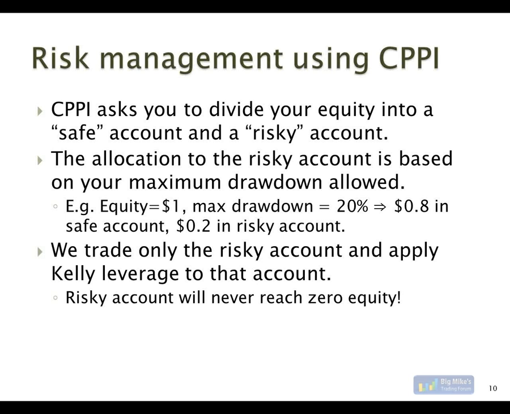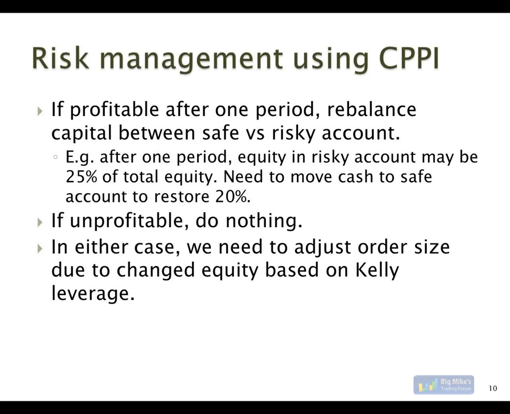Right away, you see that this setup will never allow you to have more than 20% drawdown, because even if you lose all your money in the risky account, you still have that 80 cents. But that's not all. We will trade the risky account, but we will apply the Kelly leverage to that account. So if, for example, Kelly leverage is 5, you will trade 5 times 0.2, which is $1. So you will still trade a portfolio with market value $1 in the risky account. But the Kelly formula tells you that this risky account will never go to ruin. It will never reach zero equity.